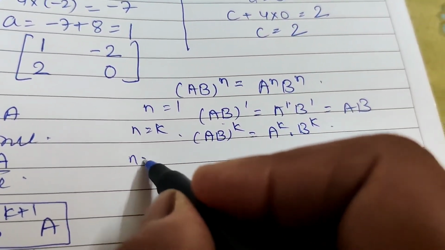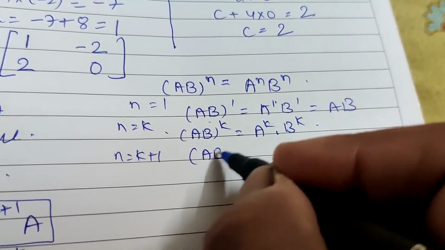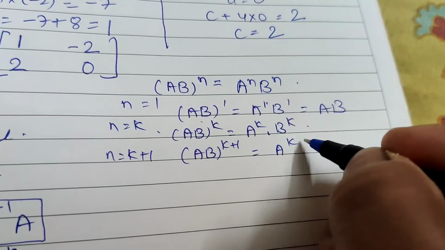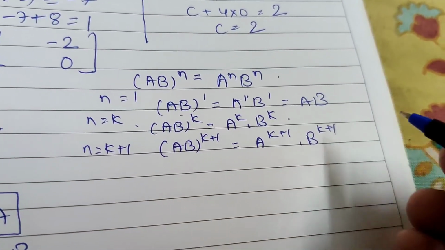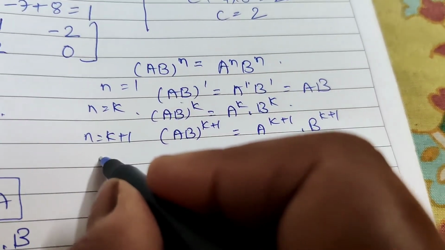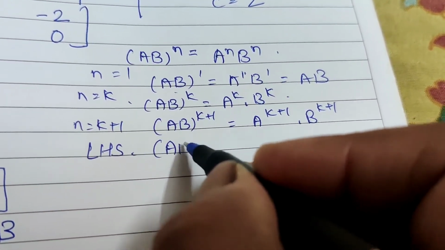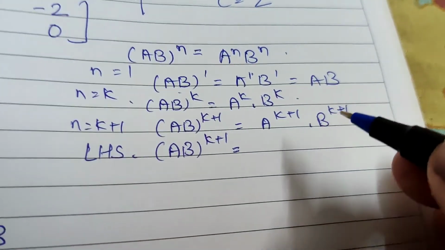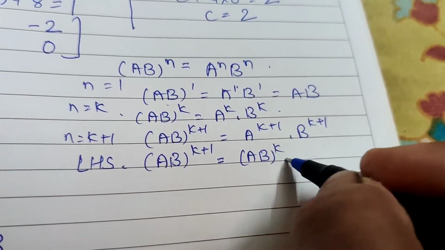Now n equal to k plus 1. Then (ab) raised to power k plus 1. It means a raised to power k plus 1 into b raised to power k plus 1. ये हमको प्रूव करना है. तो check for LHS. (ab) raised to power k plus 1. Then we can write (ab) raised to power k into ab.